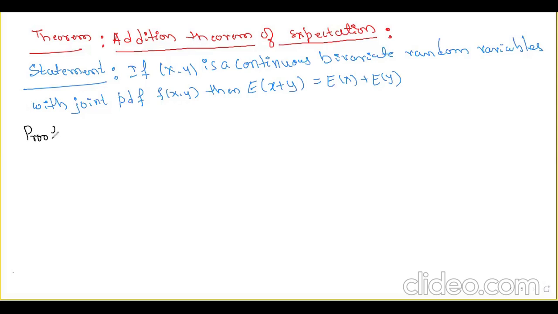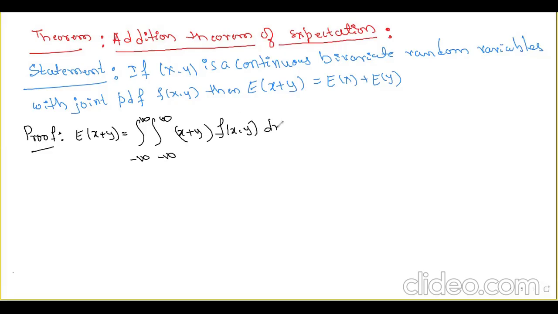So, proof. By the definition, on the left side we have the expected value of x plus y. It will be the integration from minus infinity to infinity over x, and integration from minus infinity to infinity over y, of (x plus y) into f of xy dx dy. Why do we consider this? Because of the definition.